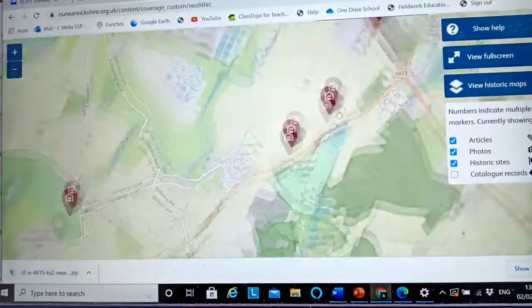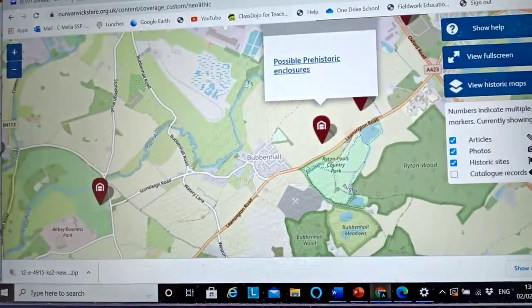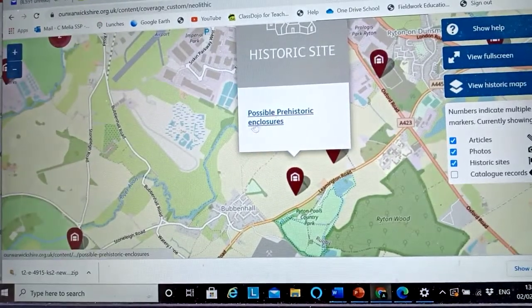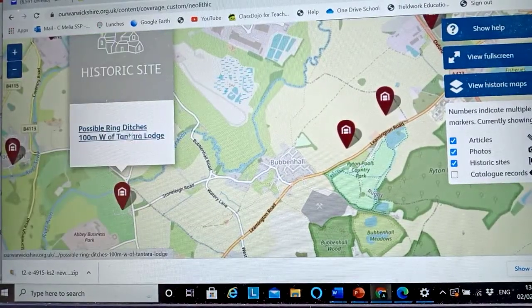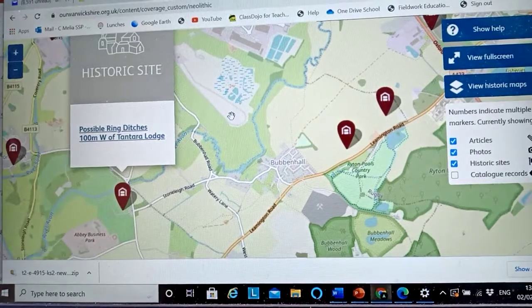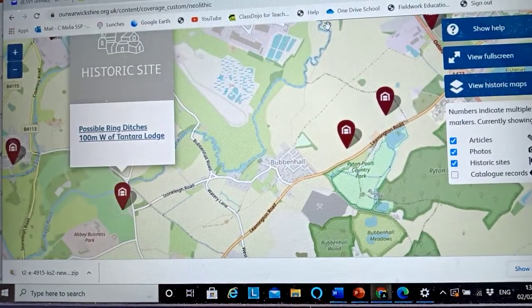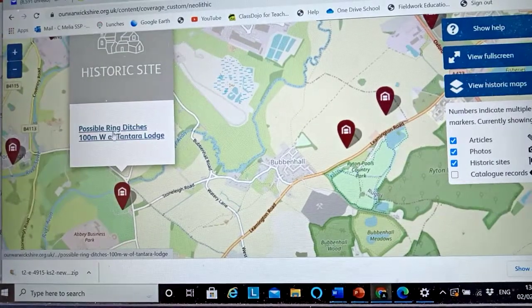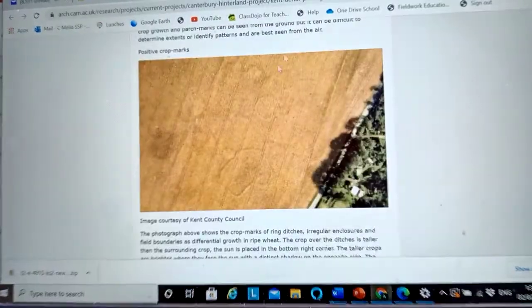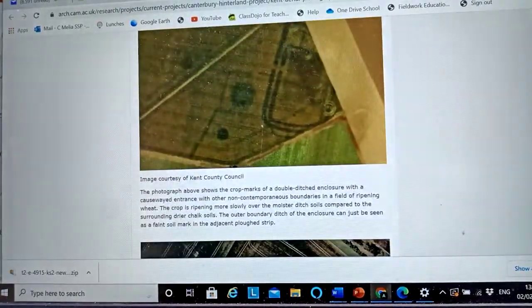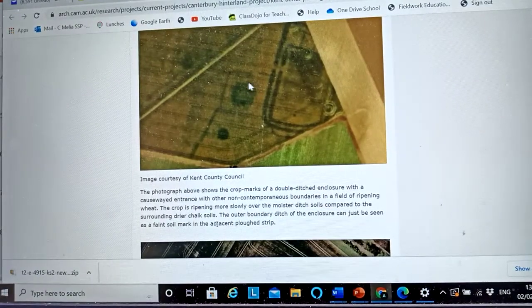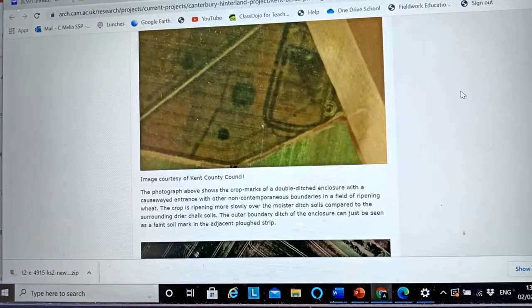Was it Bubbonal? Yes. And this time, we start finding things called enclosures, which are basically fields, and also something called ring ditches. And this time in history, the Neolithic, people start settling down and they start building things. And where they build things, you can kind of see, and this is a photograph taken of a field. And sometimes when you take pictures of fields in plains, you see strange shapes. And this is what we call a ring ditch. And this is evidence of there being a settlement, or certainly a large building there in the past.